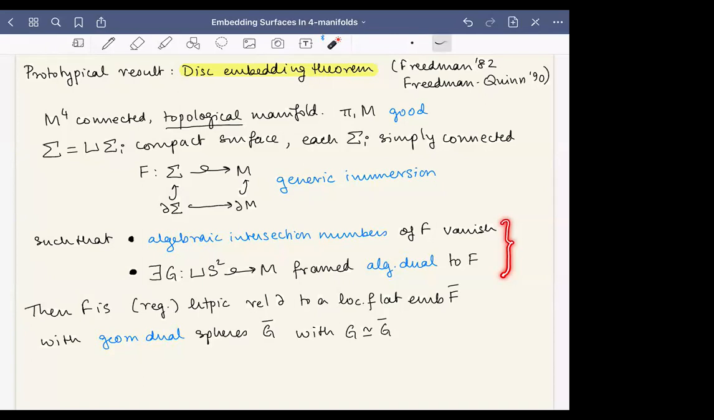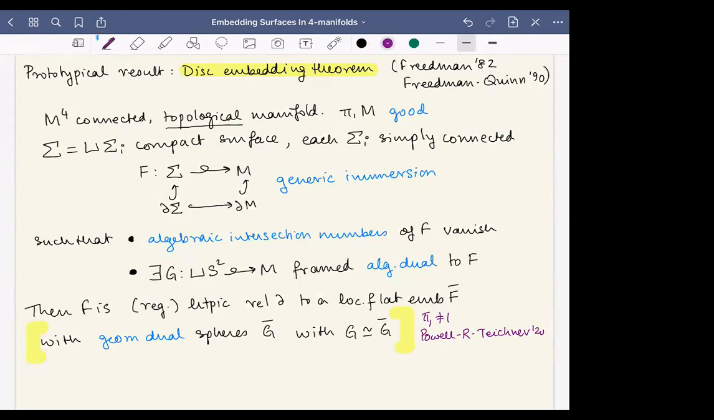And it turns out that, you know, you had this input condition of algebraically dual spheres. Again, I'll describe that in a second, what I mean. In the output, you can even replace that by geometrically dual spheres. So the idea of this theorem is that you have this algebraic information and you can translate that into geometry, which is quite cool. As I mentioned, this is due to Friedman and Quinn. It turns out this last part over here, in the case of non-simply connected fundamental groups, this is due to Mark Powell, myself, and Peter Teichner.